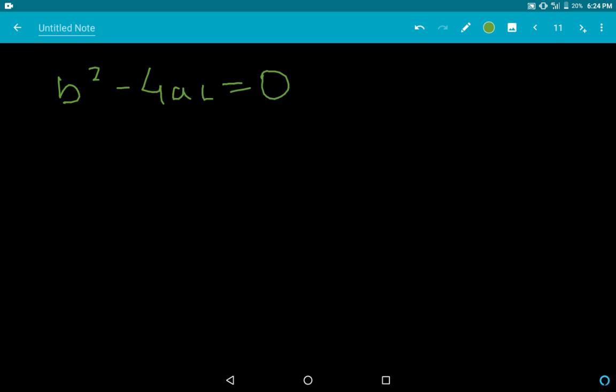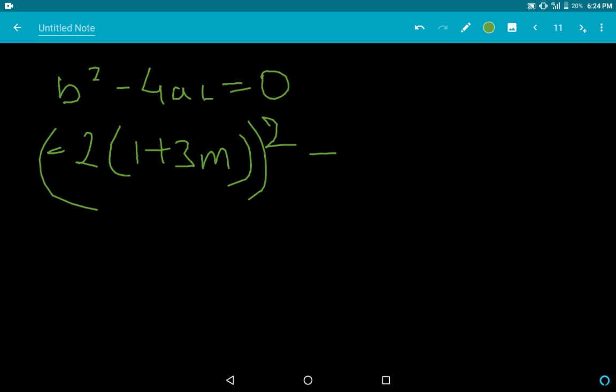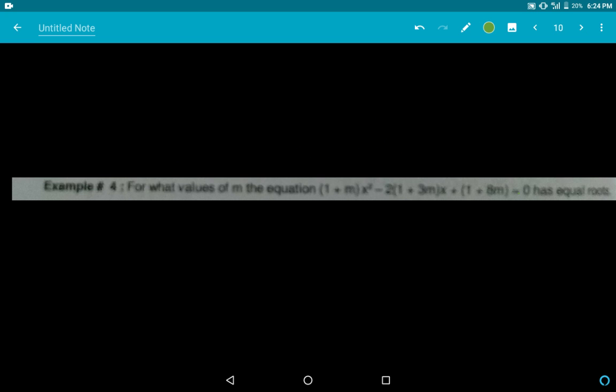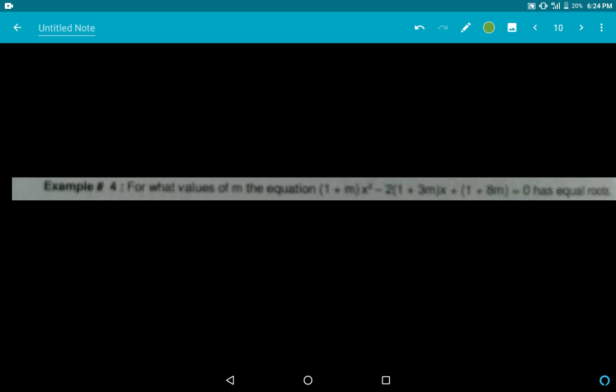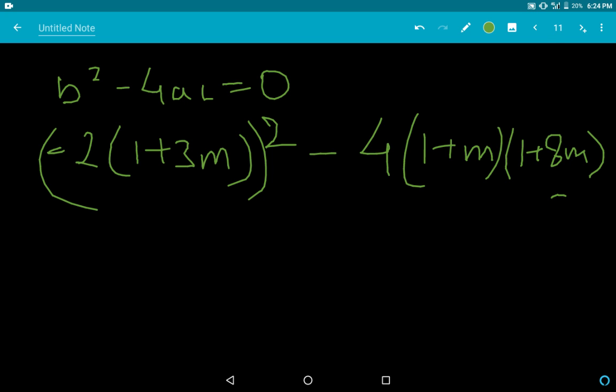So what will this come to be? Minus 2 into (1 plus 3m) whole square minus 4 into ac, that is (1 plus m) into (1 plus 8m), is equal to 0. Okay, understand this part. This is b square minus 4ac equal to 0 that I am getting.